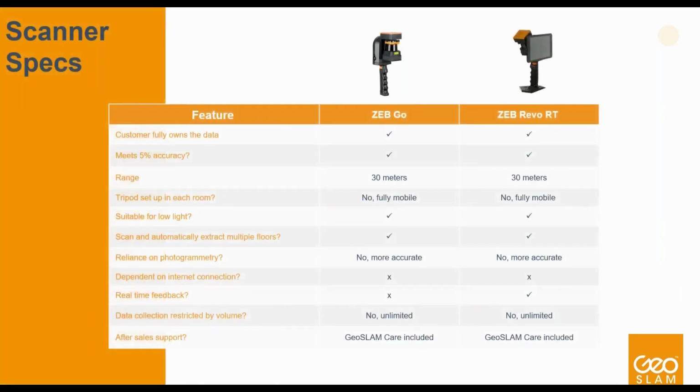So here's just an overview of some of the specifications of our ZEB Go and ZEB Revo RT. They both have a 30-meter range, don't require any tripods to set up per room, easy to align onto checkerboard targets and get onto grid using adjusted control, suitable in low lighting, can scan and automatically extract multiple floors, don't depend on any internet connection. And with our Revo RT, you get real-time feedback. And our support, GeoSLAM Care, is included in both products.